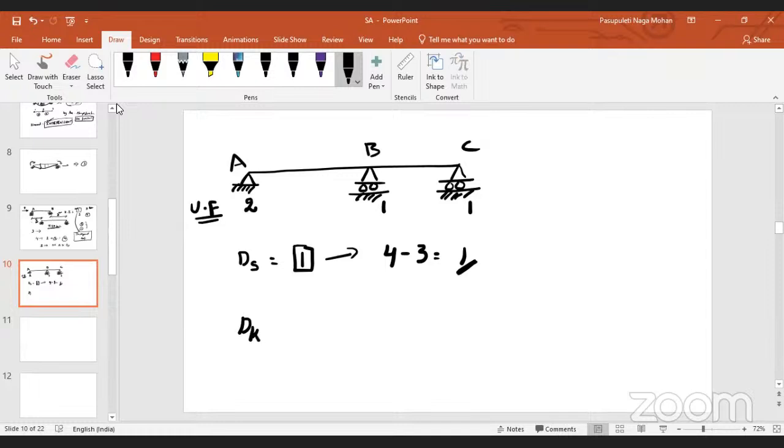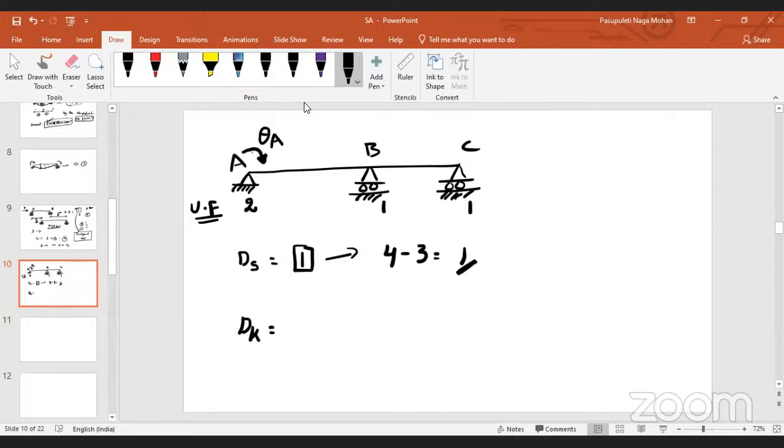Now coming to kinematic indeterminacy. Now we have to think about displacements. At A, how many will exist? One. What is it? Rotation, theta A.